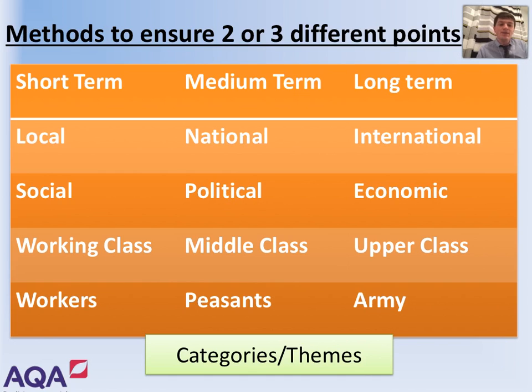If you're thinking about the people, we can break people down into different groups, can't we? So you could break them down to the working class, the middle class and the upper class. And again, a slightly different way of doing it, we could break it down to the workers, the peasants and the army perhaps. So again, different groups to ensure that we show the examiner we're aware of the different impacts or reasons or causes or consequences depending on the wording of the question.